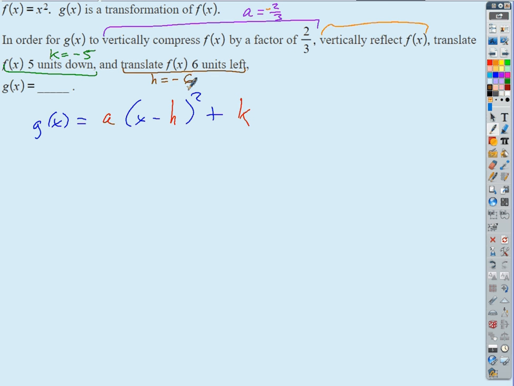So then all I'm going to get for my function is g of x equals, so a is -2/3, times (x minus h). So what's x minus -6? Plus 6, squared, plus -5, which is just -5. See how nicely color-coded that is? Okay? Everybody got it? Okay.